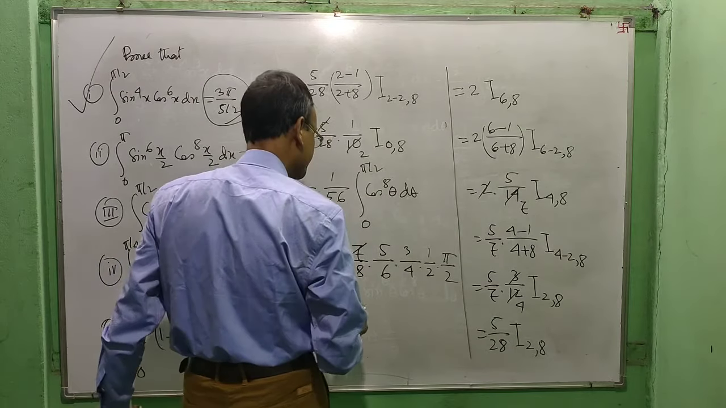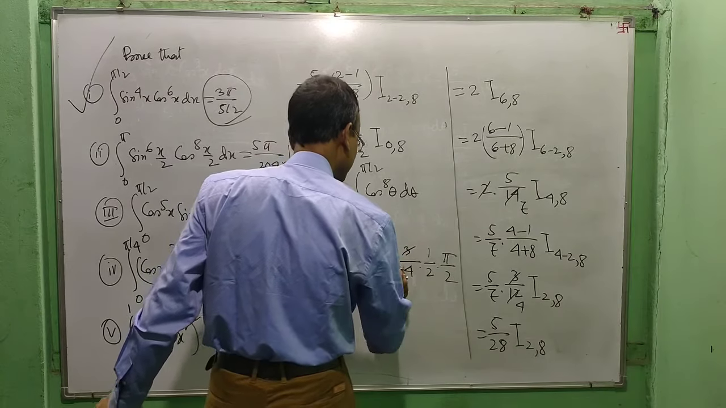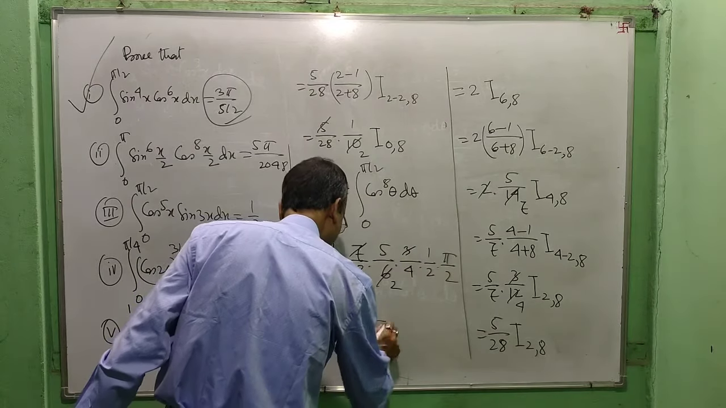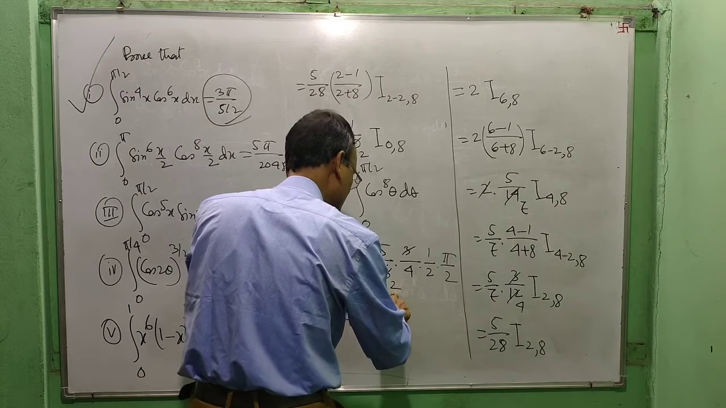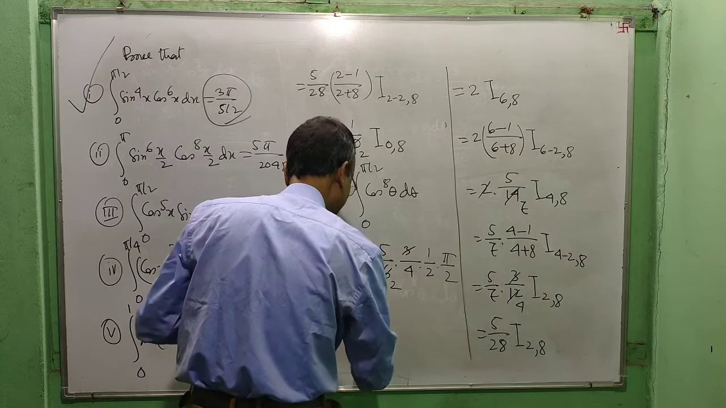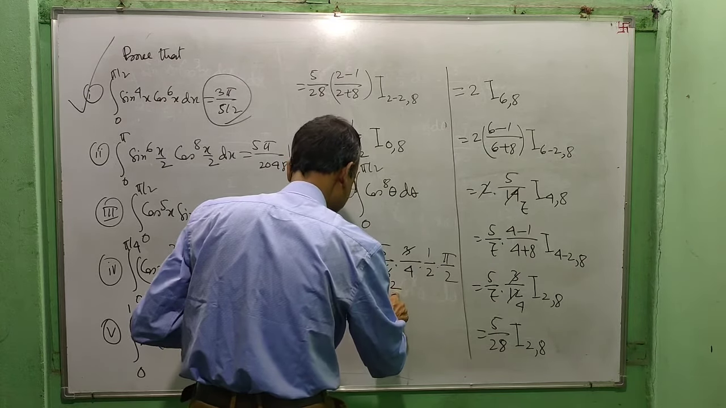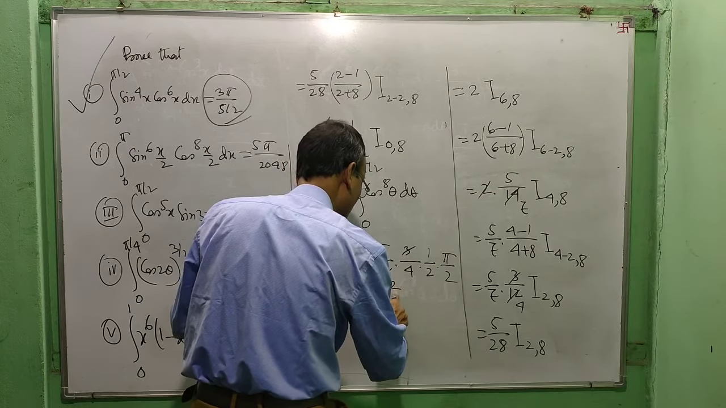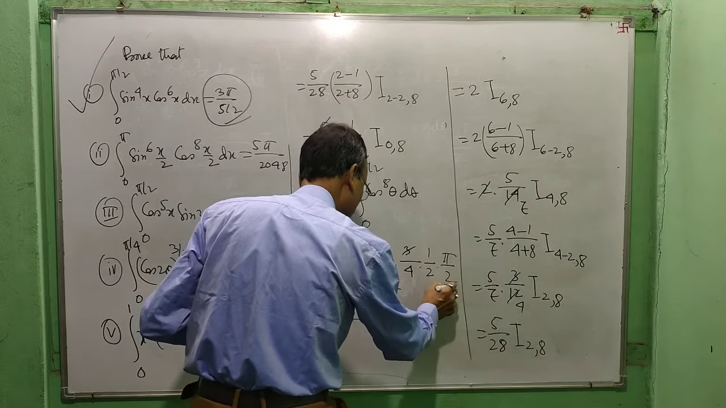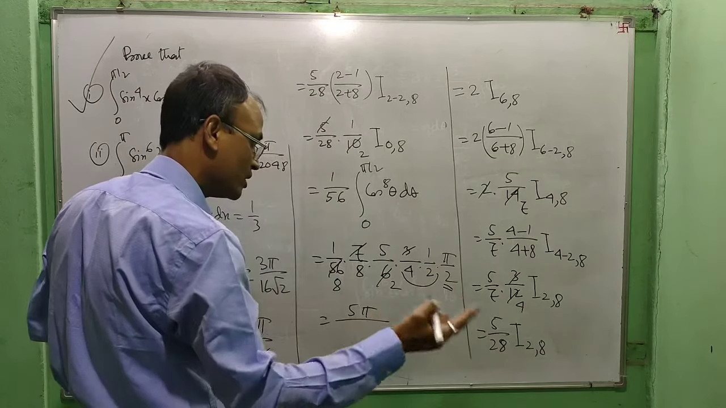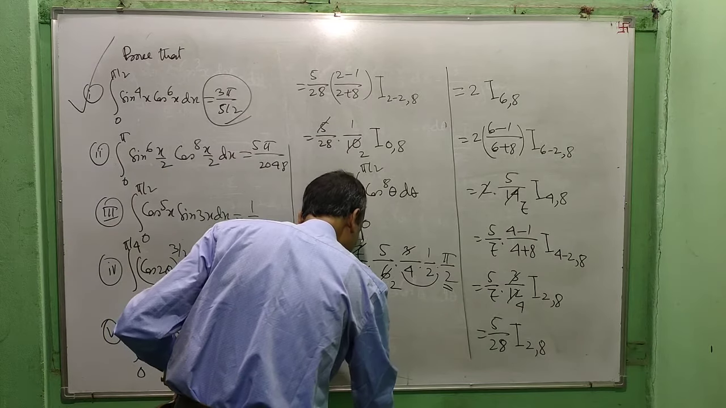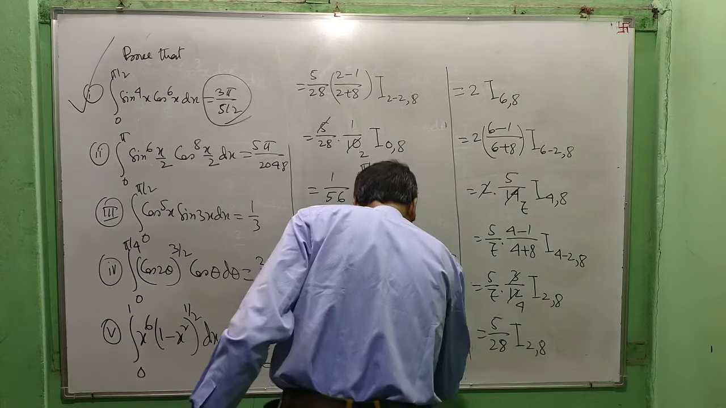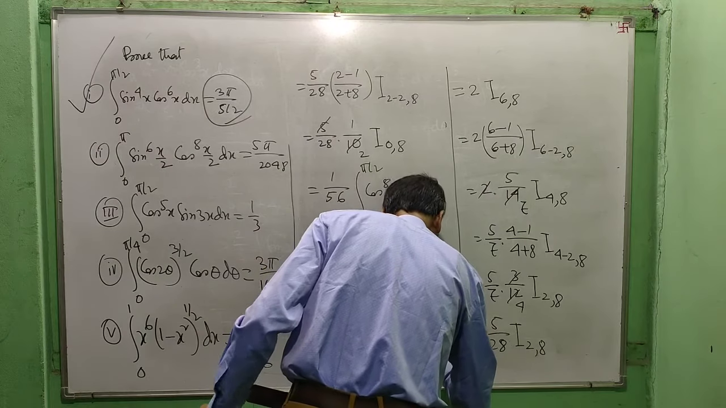It will be equal to 8. This is equal to 2. This is equal to 5 pi divided by 64 into 2. 64 into 2 means 128. 128 into 2 will be equal to 256. 256 multiplied by 8. This is equal to 5 pi divided by.